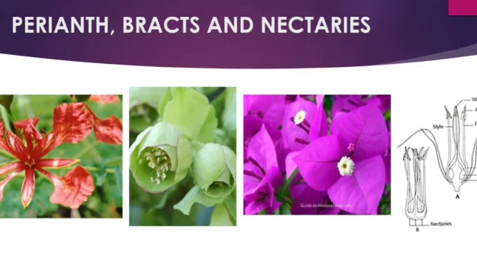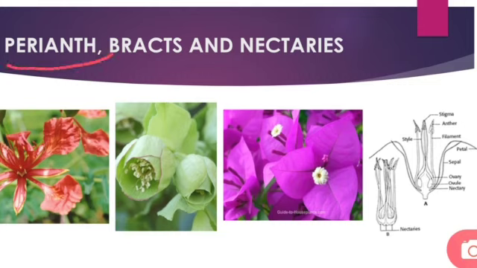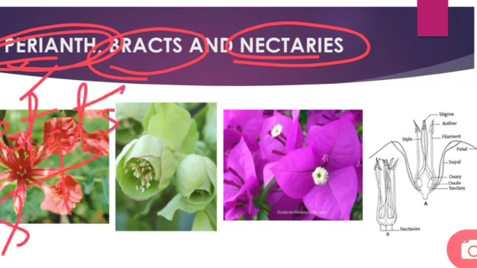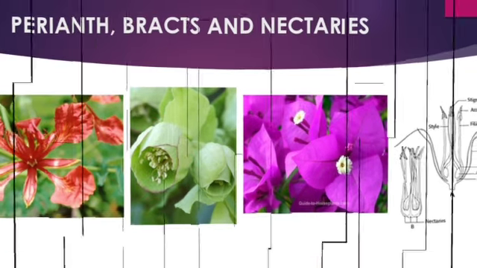Now let us come to three new terms for you: PERIANTH, BRACTS, and NECTARIES. Now what does PERIANTH mean? PERIANTH is a collective term for petals and sepals. Got it? PERIANTH is a collective name for petals plus sepals. Okay, so this is the meaning of PERIANTH.